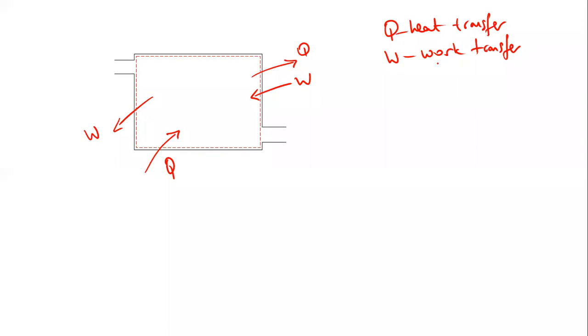And for the work transfer, an example can be electricity. If you have an electricity cable that crosses the boundary of the system, then you will have work transfer. Or you could have shaft work. Shaft work means that there is some shaft that crosses the boundary of your system, and that shaft rotates. And since it rotates, you will have the shaft work that crosses the boundary of the system.